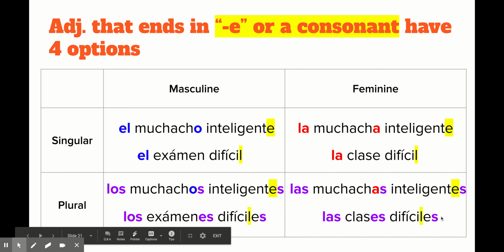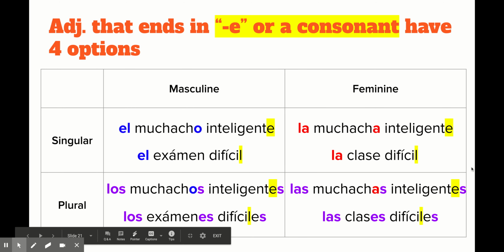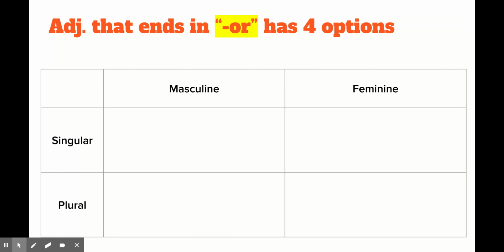So that's examples of when the adjective ends with an E or a consonant. You don't need to write all of these down, but if you did, that's great, okay? Again, I'll be sharing these slides with you in the future. The last group that we have are adjectives that end with OR, and we have 4 options here. Once again, masculine, feminine, singular, or plural.